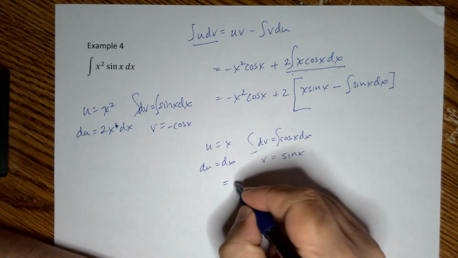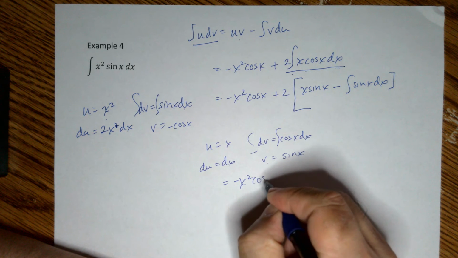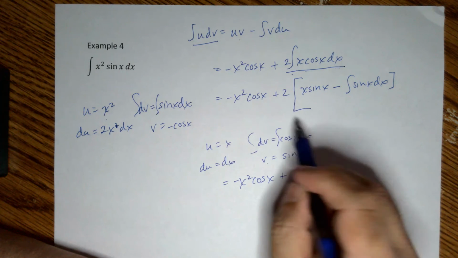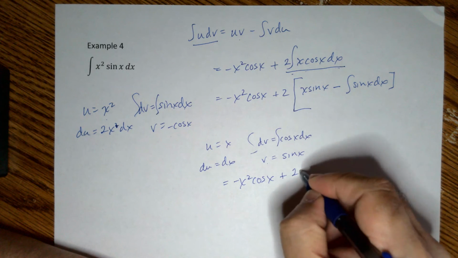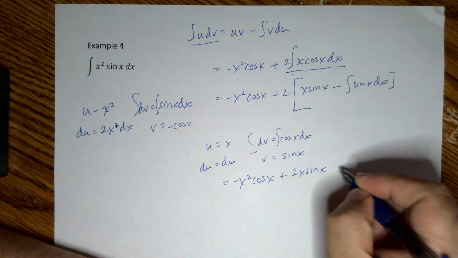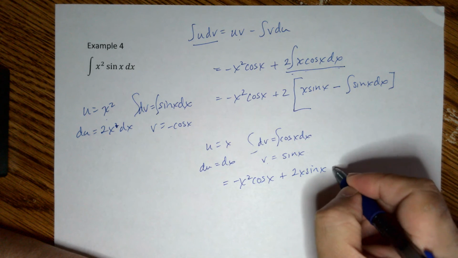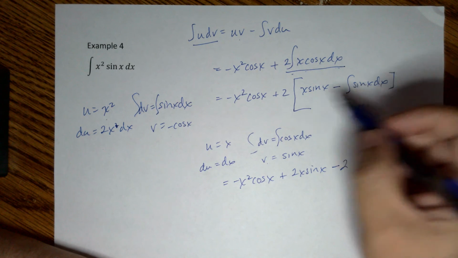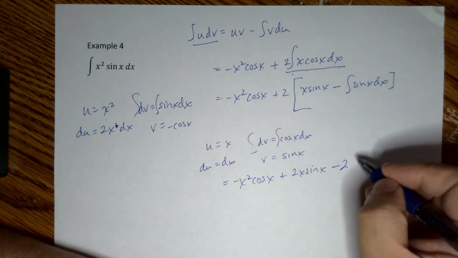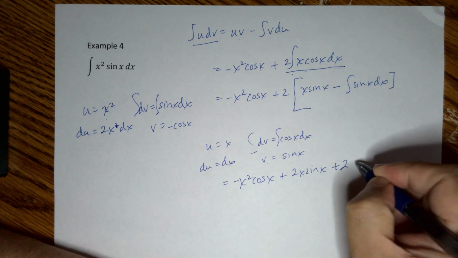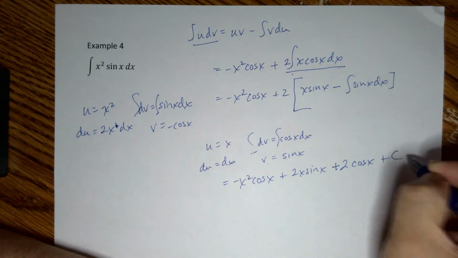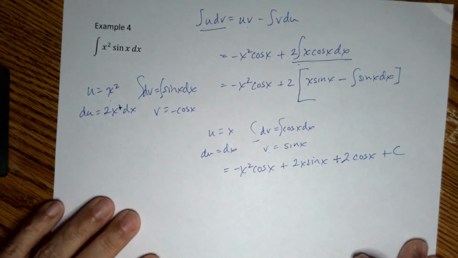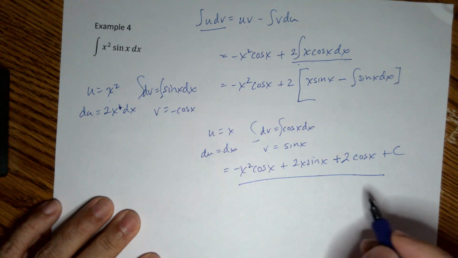Alright. So it's negative x squared cosine x plus 2. And I'm going to go ahead and distribute that. That'll be 2x sine x and minus 2 times the integral of sine. Right? Remember last time, the integral of sine was negative cosine. So it ends up becoming a plus cosine x plus c. Final answer. Alright, so that was doing integration by parts twice.